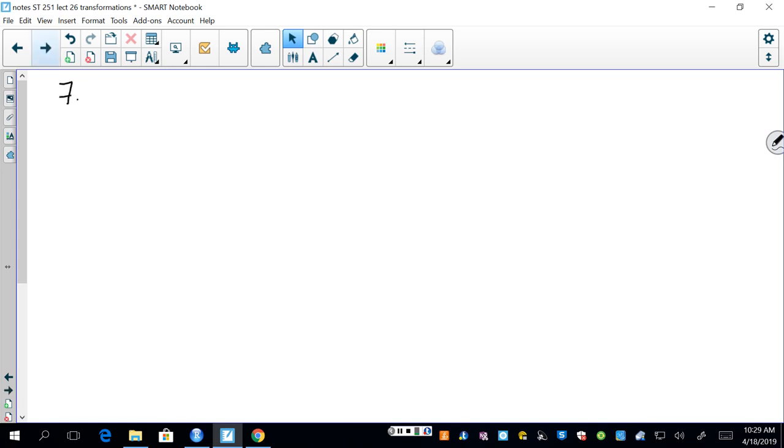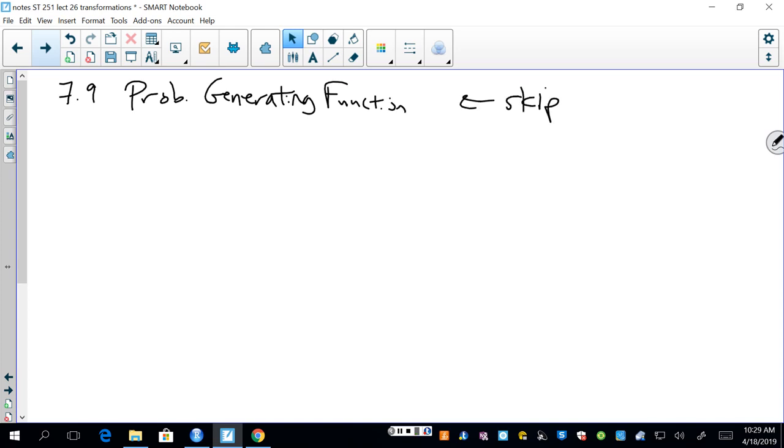We're not going to talk about it. There's something else called a probability generating function. We're going to skip that one. We didn't talk about probability generating functions earlier when that was introduced. We're not going to talk about it.